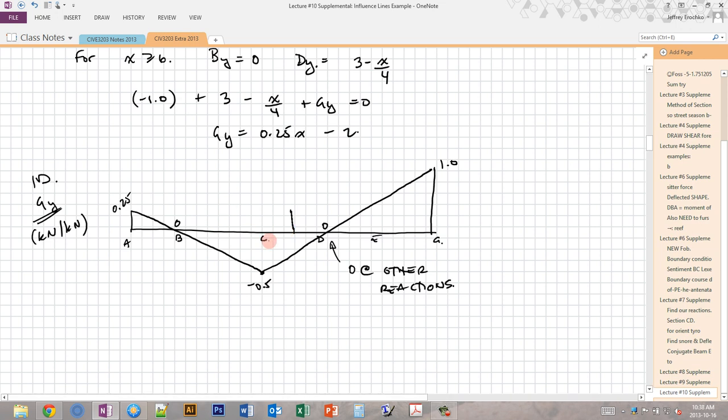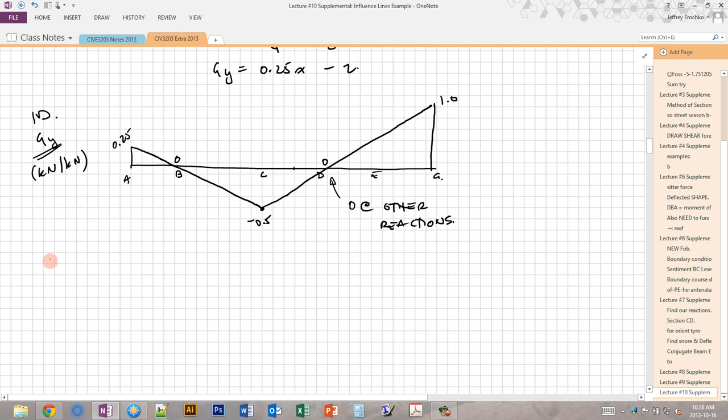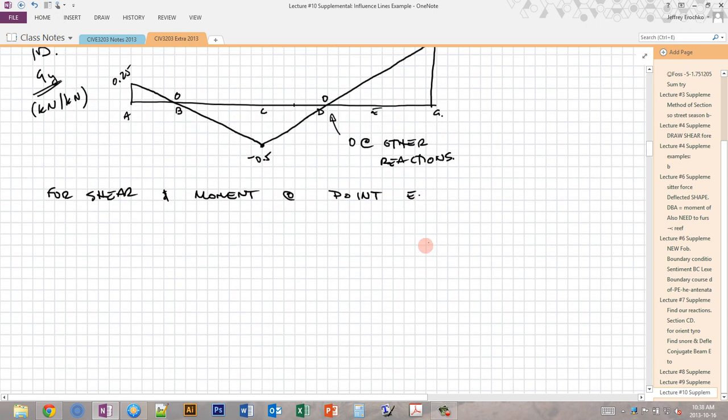So now that we've found the influence diagrams for all of the reactions, we can finally go ahead and find the influence diagrams for the shear and the moment at a point. So for shear and moment at point E, which is what the question asks us to find.